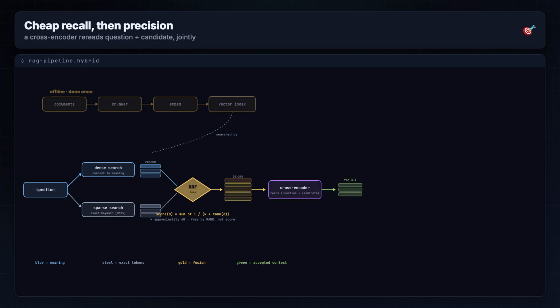That fused list is recall oriented. It casts a wide net, maybe 50 to 200 candidates. Most are roughly right. Now the second stage earns its keep. A cross-encoder re-ranker reads the question and each candidate together jointly and rescores them. It's far more accurate than the index time embedding, but it costs a model call per candidate, so you only run it on the shortlist.